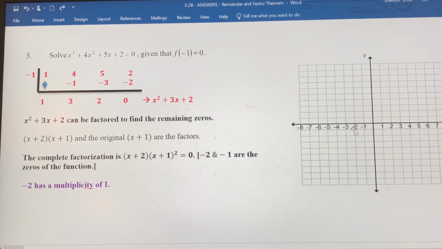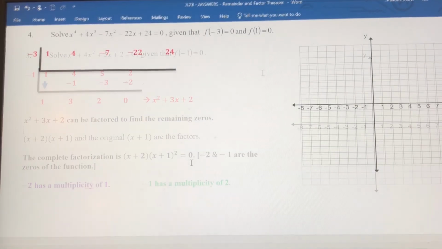So when we get to -2 on the graph here, the graph will continue through there. And the other zero, -1, has a multiplicity of 2. So when we come back to -1 here, we're going to bounce off that and then continue up. So if you need to refer back to the graphing polynomials videos, that would be a good idea here.